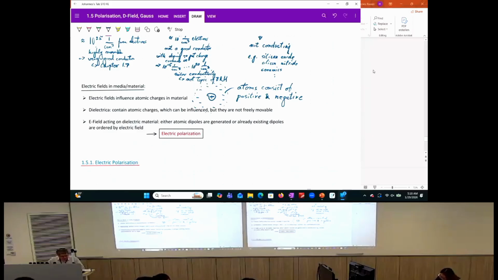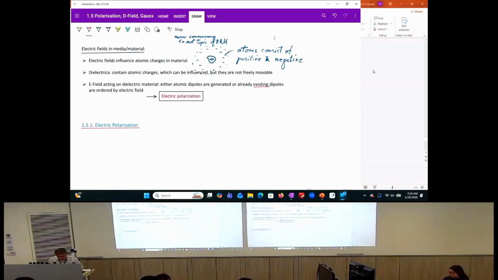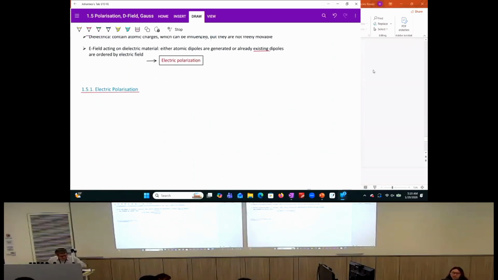Also, it could be molecules that are inherently not balanced, in the sense that if you look at them, they already inherently have this dipole moment. Those are also polarizable. So this would be the second case, where you already have an existing dipole. Once you apply the electric field, you will orient this dipole, and that is what we consider a polarization.